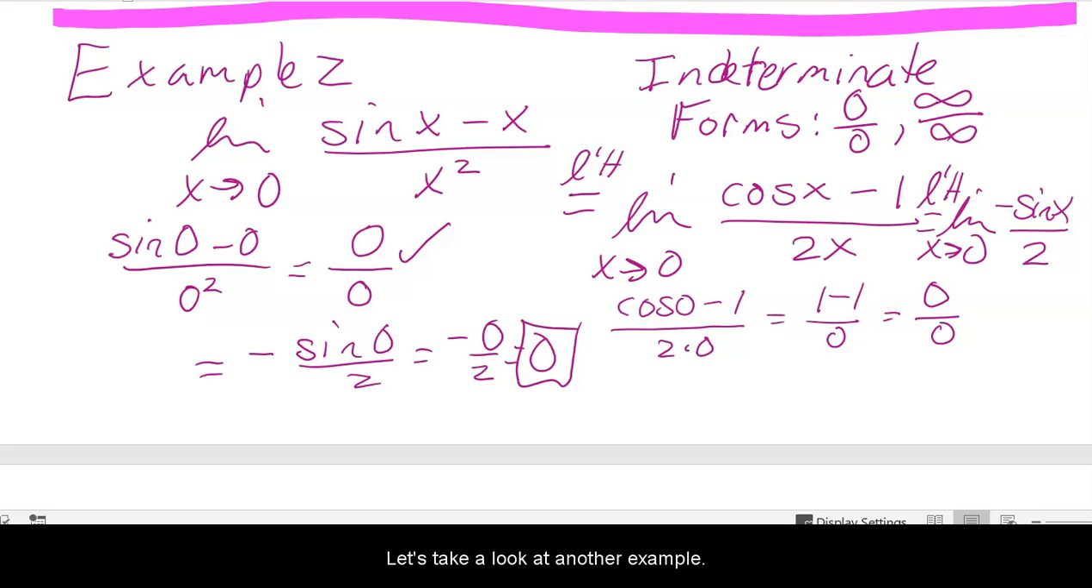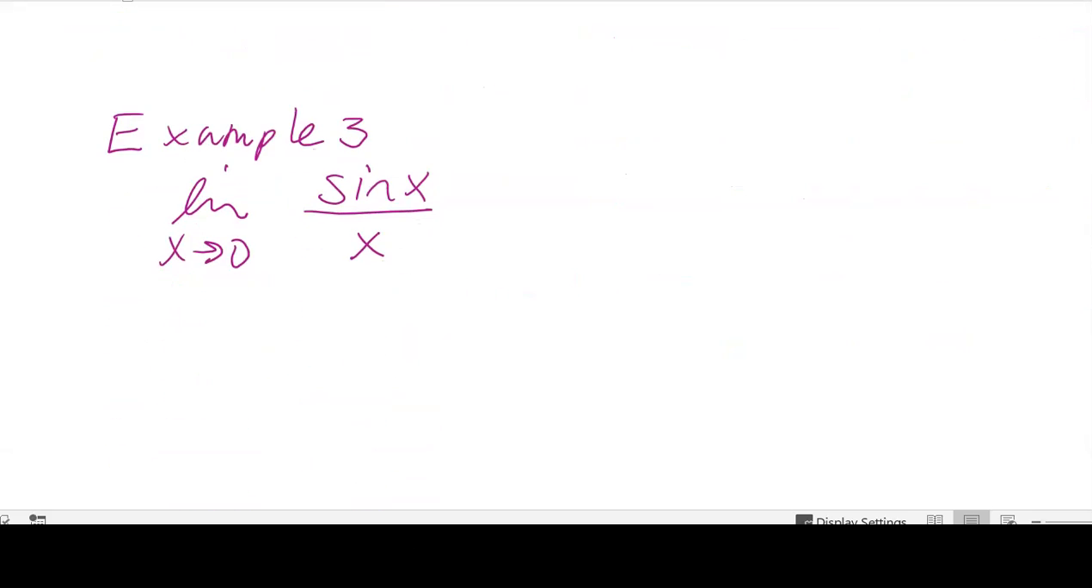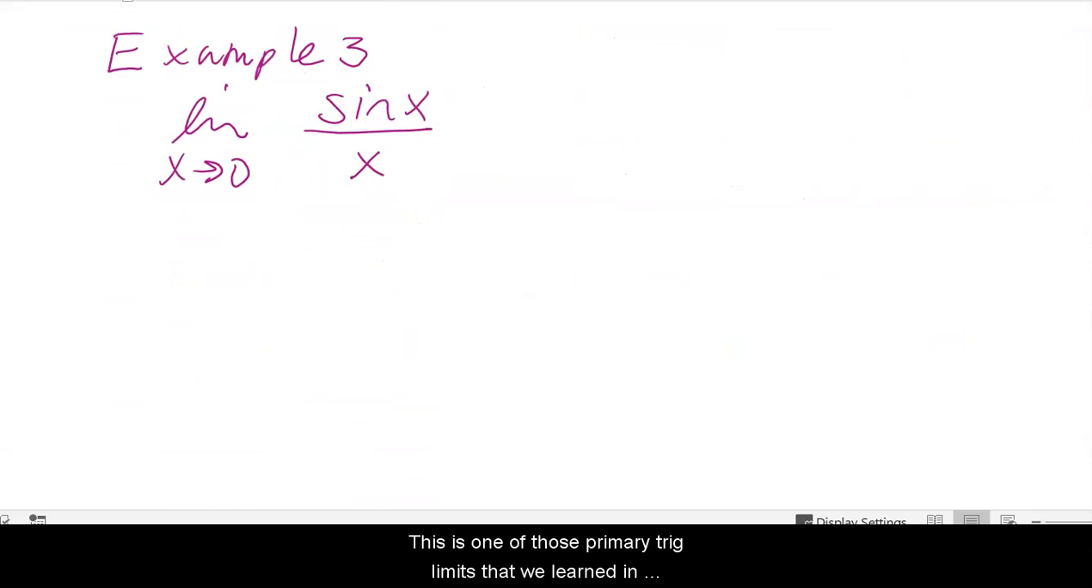Let's take a look at another example. This is one of those primary trig limits that we learned in Chapter 2 and memorized. You know from what you learned in Chapter 2 that this should come out to be 1. The book went through a very long couple of page derivation using geometry and trigonometry to prove why this limit was 1. However, proving it with L'Hopital's rule is about a 3-line process.